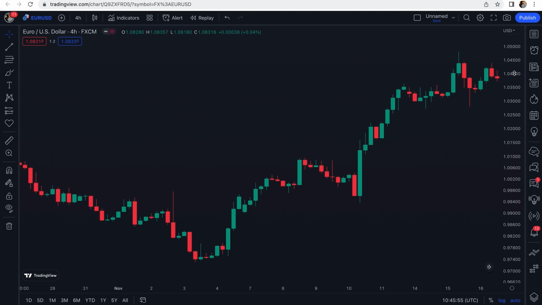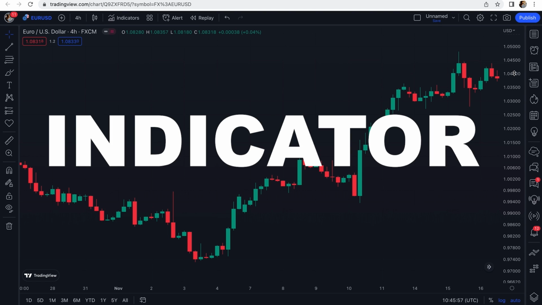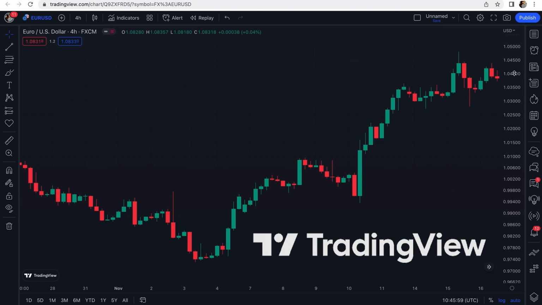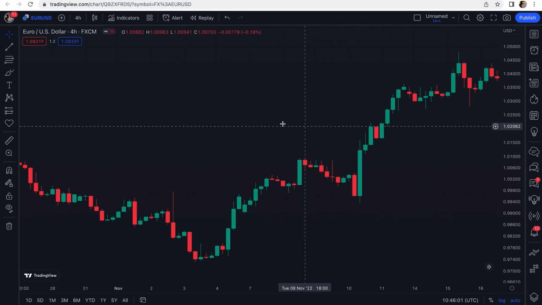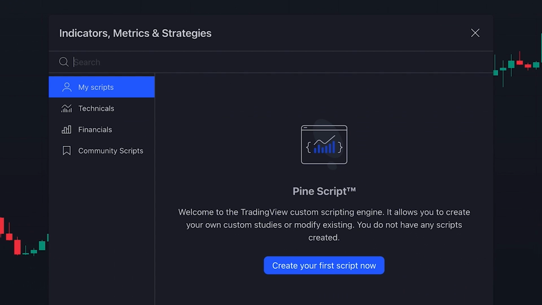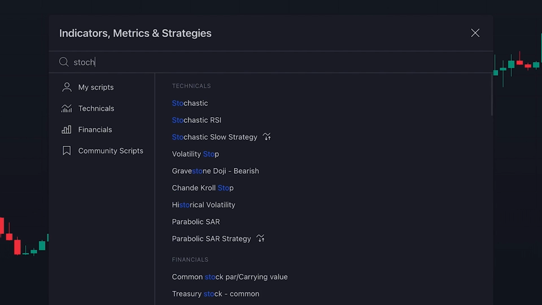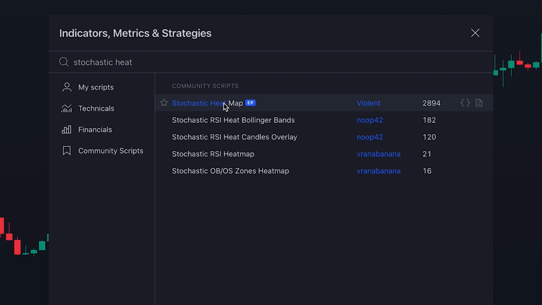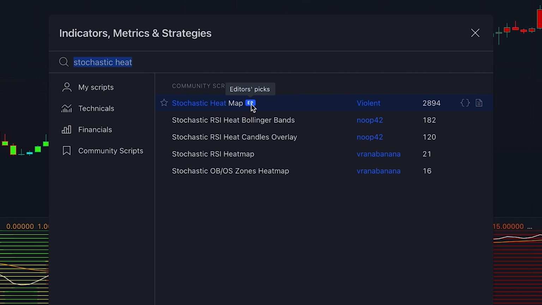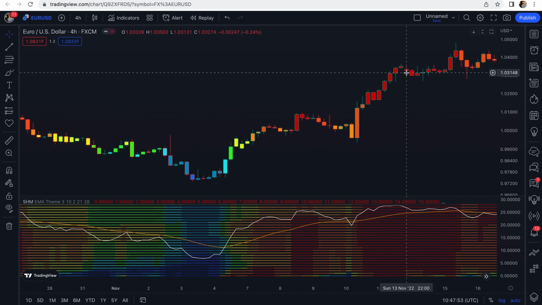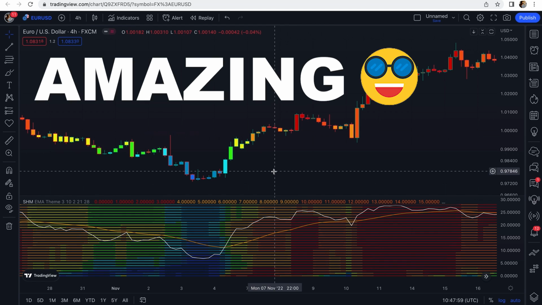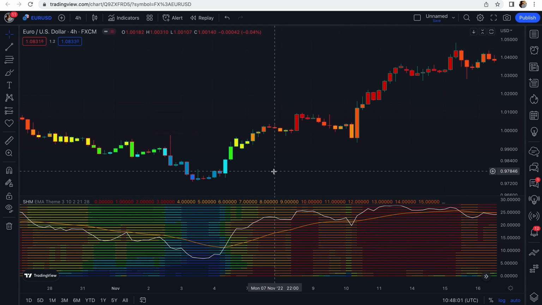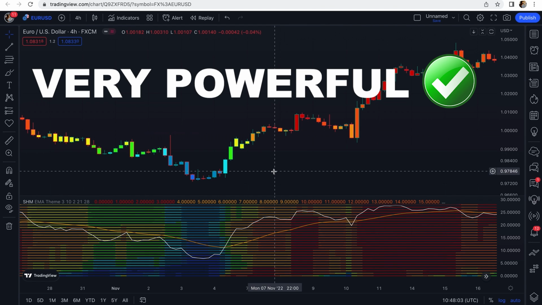In today's video, I want to show you a very powerful indicator that I found on the TradingView platform. To add this wonderful indicator to our chart, here we click on indicators and we search "stochastic heat map", this one, which is an Editor's Picks indicator, and it's written by someone named Violent. Alright, this is the indicator and it looks amazing, but it's not only the look. This indicator is very powerful in analyzing the market.